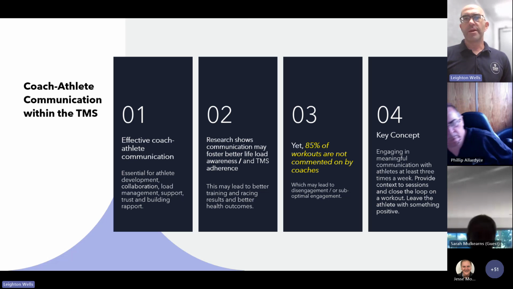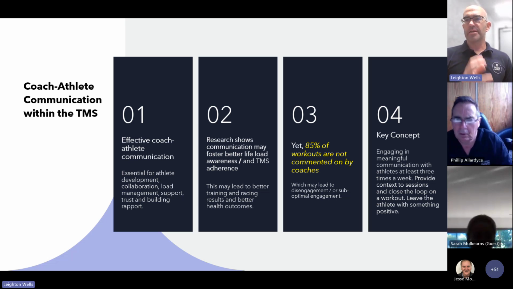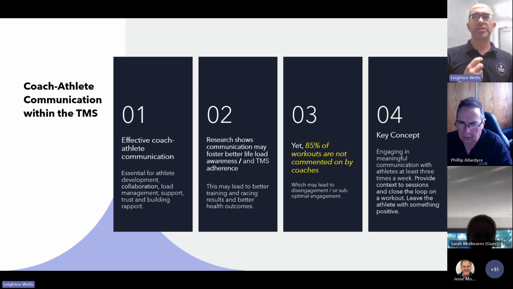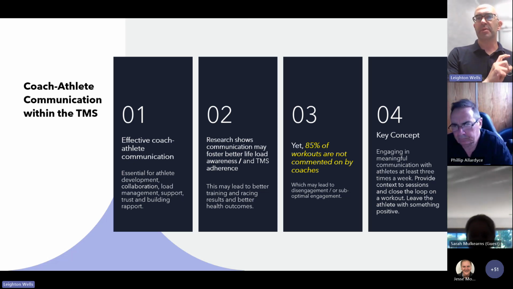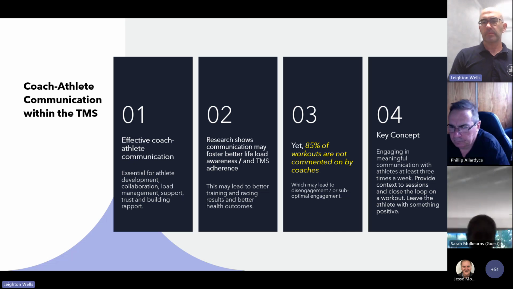We can see with the research that if that relationship is healthy and communication is frequent, we can elicit more information out of the athlete to inform us when it comes to that training load process of prescription, measurement, monitoring and management. It adds an additional layer of information.